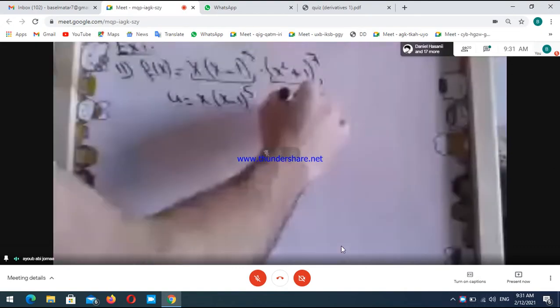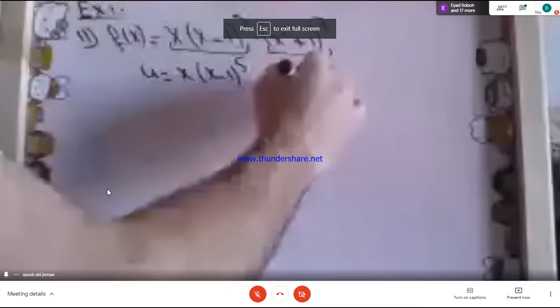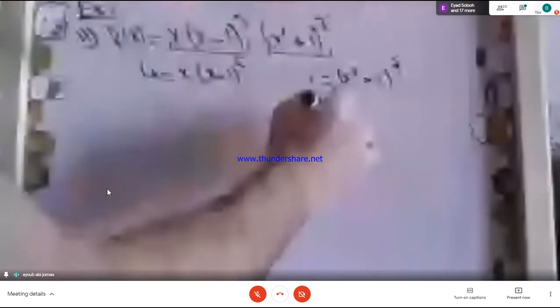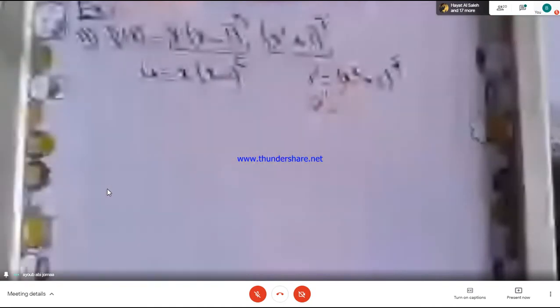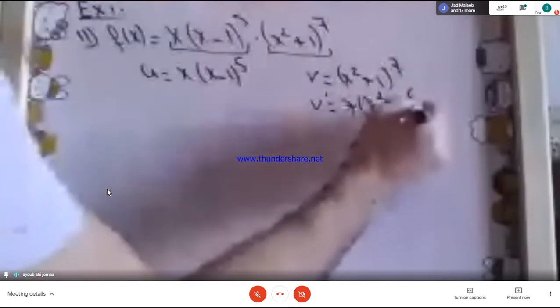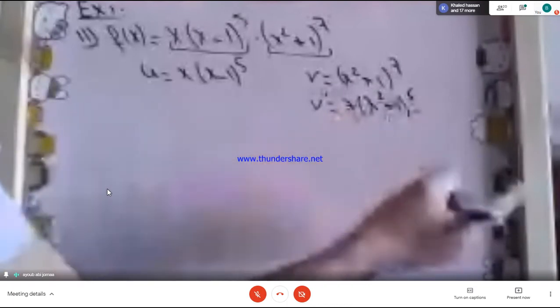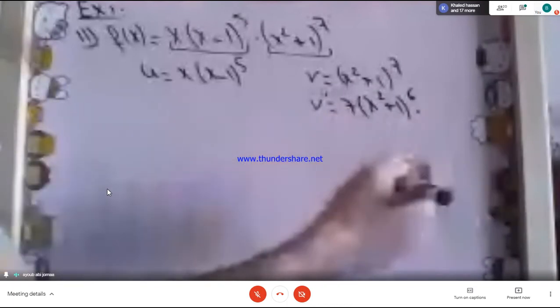It is x into x minus 1 to the power 5, and v it is x squared plus 1 to the power 7. V prime, it's very clear, 7 into x squared plus 1 to the power 6 times the derivative of the inside, so times 2x.